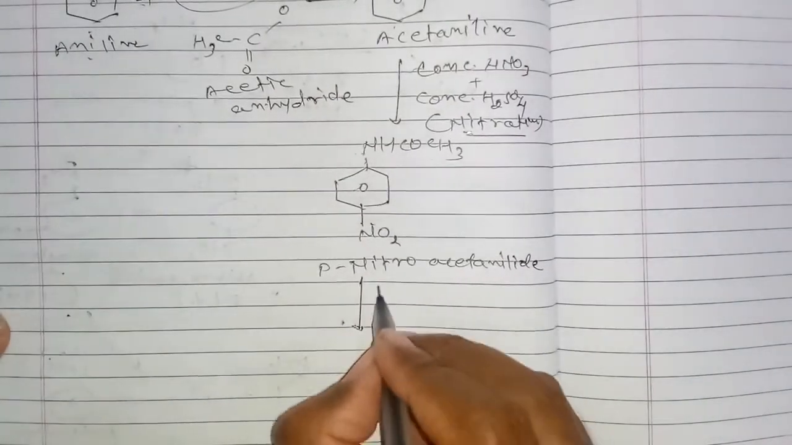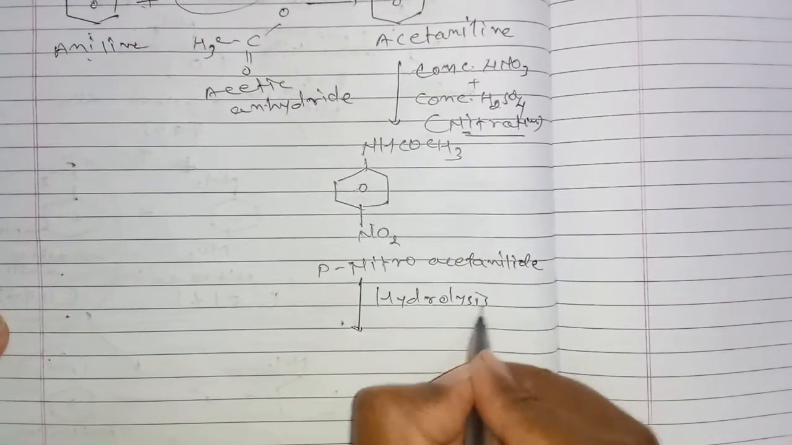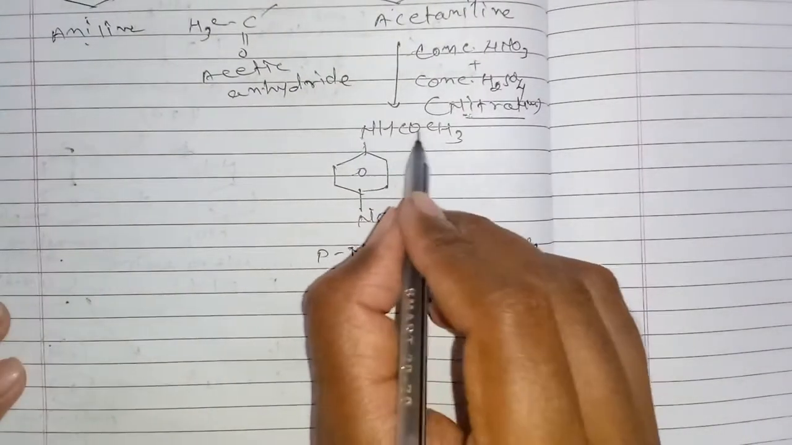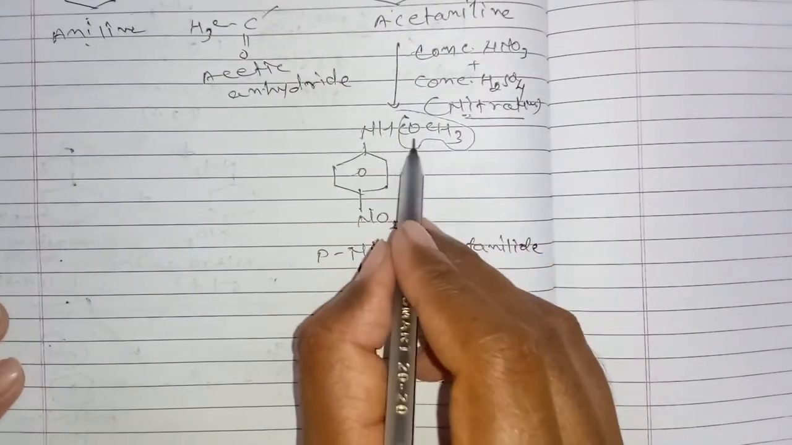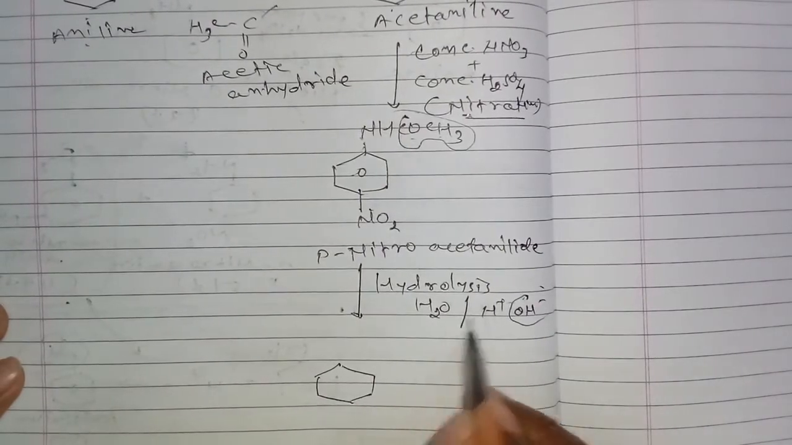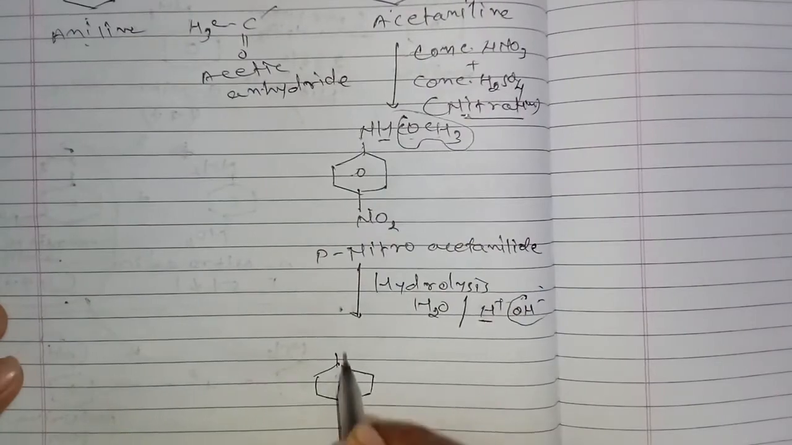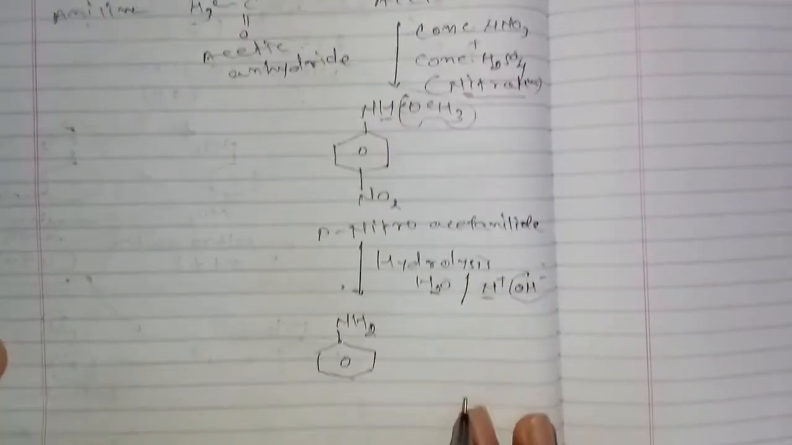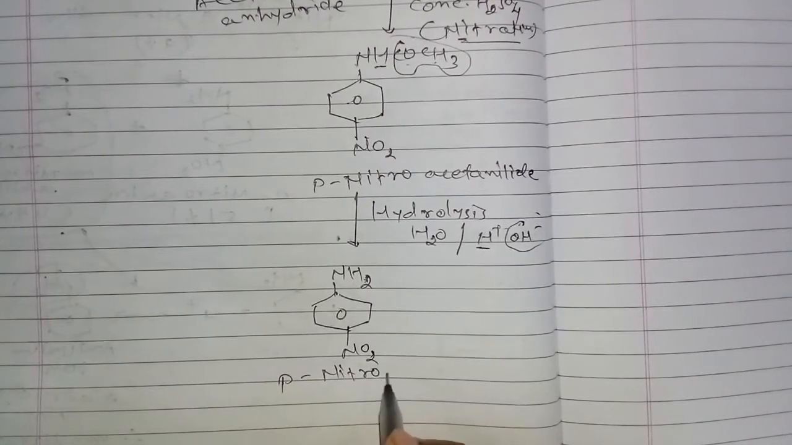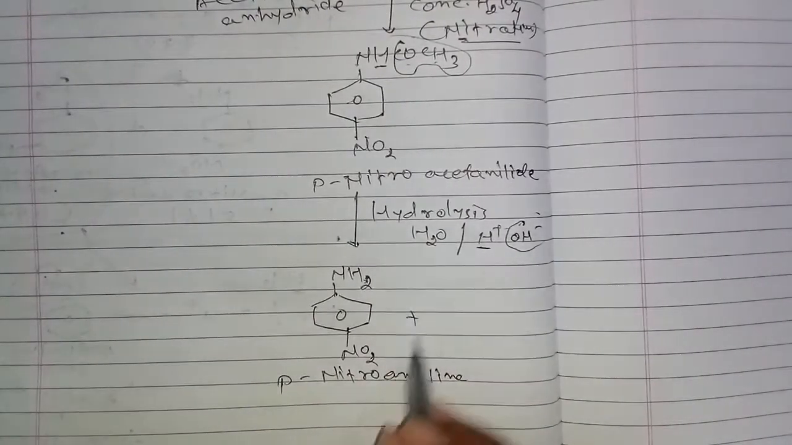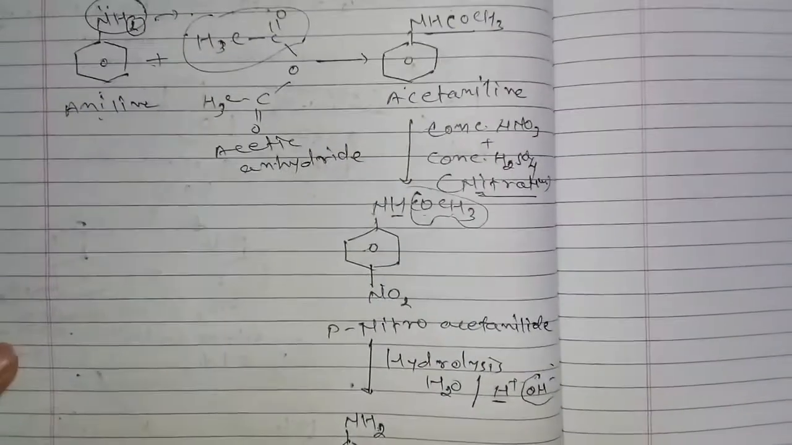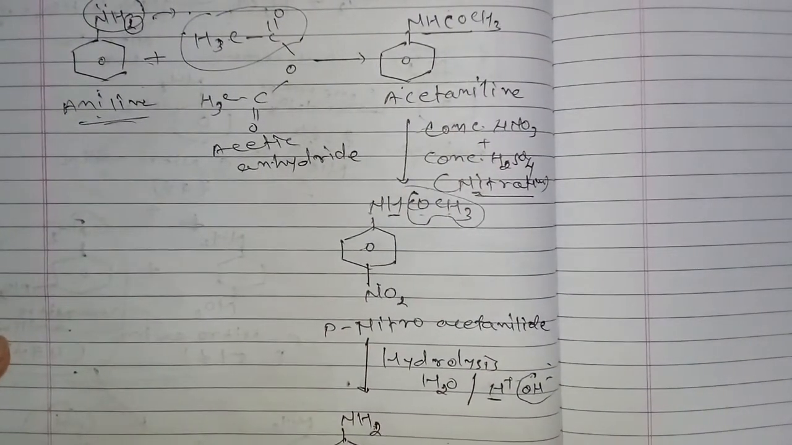which is further hydrolyzed. H plus and OH minus are formed. And the acyl group is bonded with OH minus, and this hydrogen will be attached with the NH and it is converted to NH2. And this nitro compound is named as para-nitroaniline, and as a byproduct acetic acid is formed. So this is the conversion from aniline to para-nitroaniline.